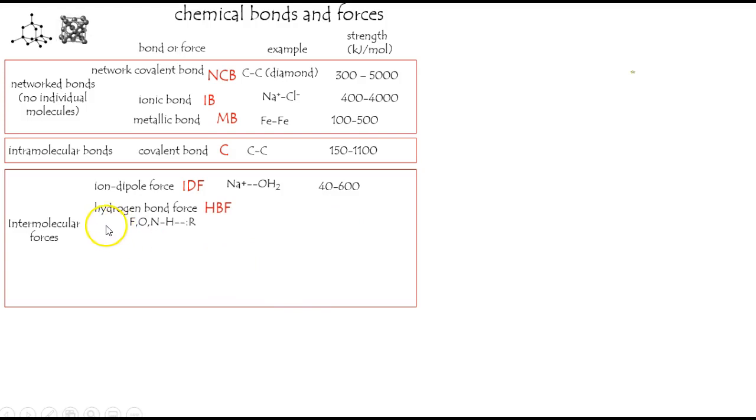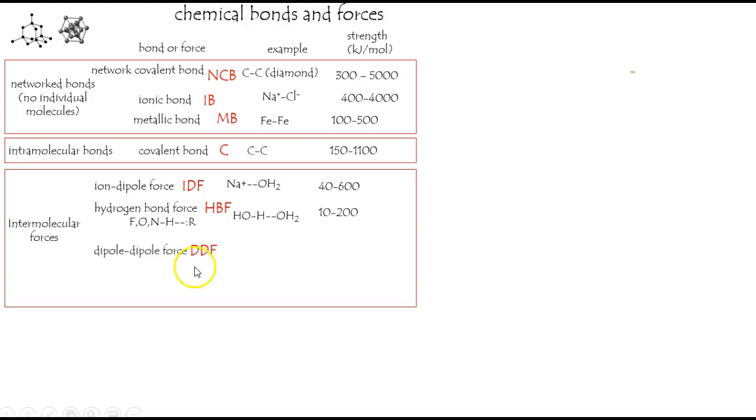Hydrogen bond force is a special type of dipole force. The electrons are unevenly shared, pretty extremely so. So if you have fluorine, oxygen, or nitrogen that's attracted to a hydrogen, all three of those are very electronegative, rendering that hydrogen particularly positive. And it will be attracted strongly to a lone pair. We call that a hydrogen bond. And this can be, for example in water, up to 200 kilojoules per mole.